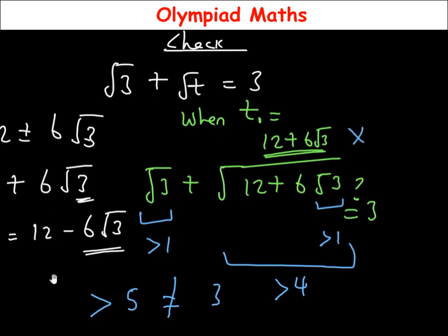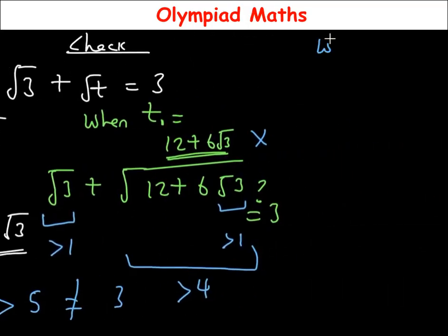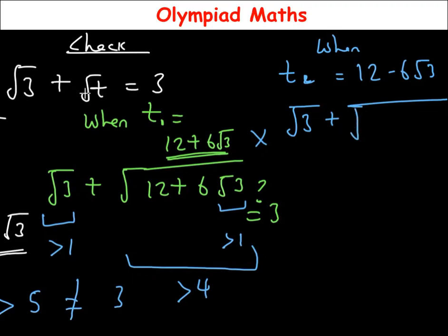But let's also confirm for the second value of t. So t2 is equal to 12 minus 6 root 3, right? Let's input this into the equation. The equation is root 3 plus root t is equal to 3. So we have it as root 3, then plus root t becomes root of 12 minus 6 root 3. With this equal 3, question mark.